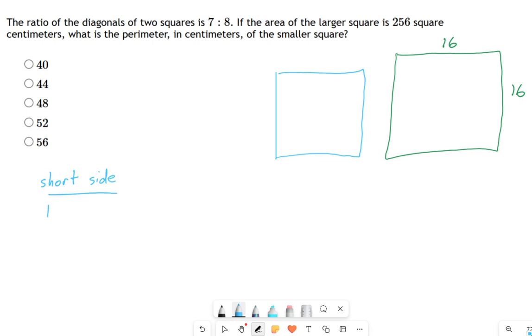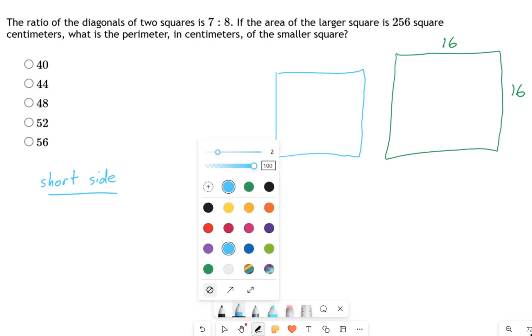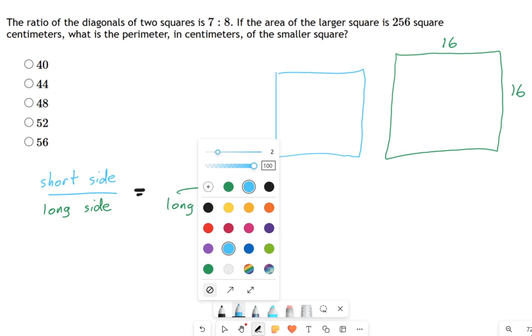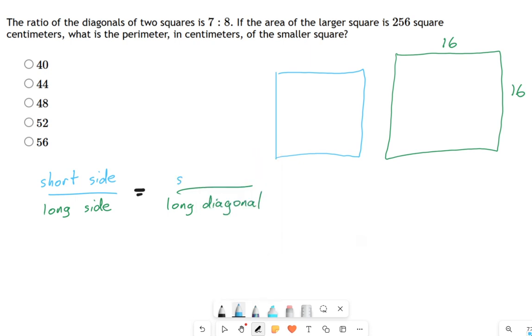over, and I'm going to draw these in different colors just to keep it straight with the diagram that I have so far. Short side of the square divided by long side of the other square. That's the ratio. And that's going to be equal to the long diagonal compared to the short diagonal. It's the same exact relationship.